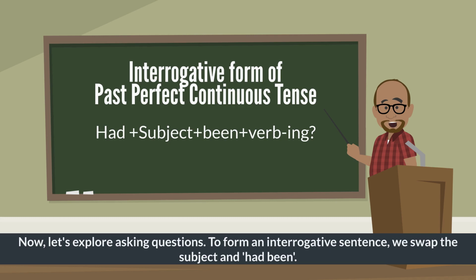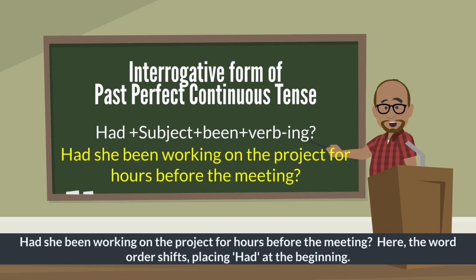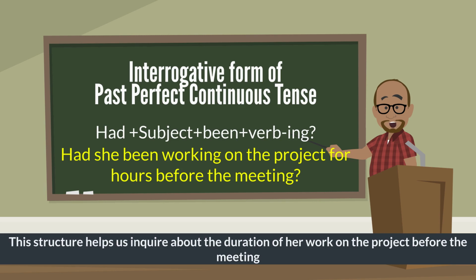Now, let's explore asking questions. To form an interrogative sentence, we swap the subject and had been. Had she been working on the project for hours before the meeting? Here, the word order shifts, placing had at the beginning. This structure helps us inquire about the duration of her work on the project before the meeting.